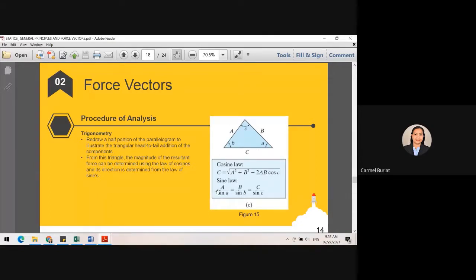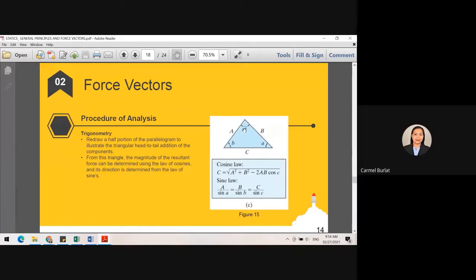Sine law, familiar na jud ta ani. A over sine A is equal to B over sine B is equal to C over sine C, di ba? C, length niya sa diniha. Mao ni ang magnitude sa imong vector.